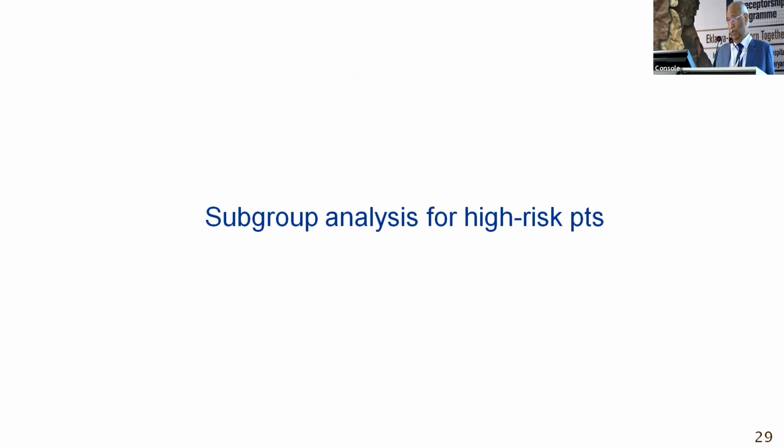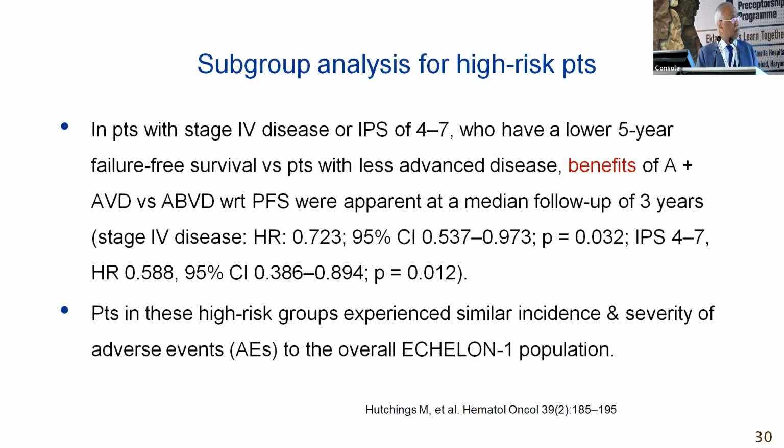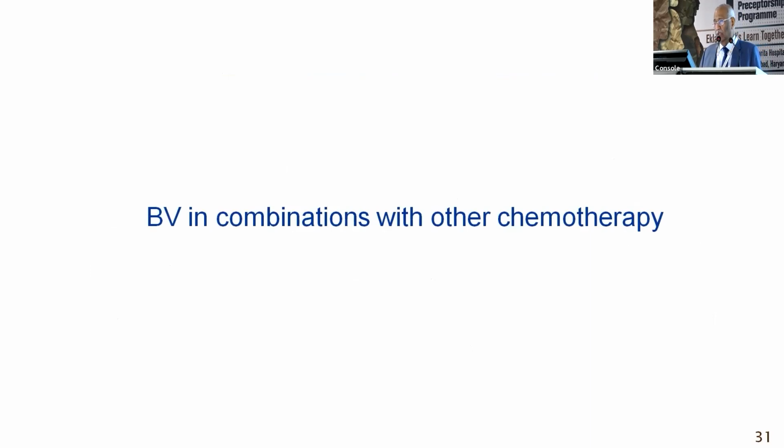You have Hodgkin lymphoma patients who are higher risk, defined as disease or IPS 4 to 7. And these patients have lower 5-year failure-free survival because of their advanced disease. When you use AAVD in these patients and looked at the median follow-up at 3 years, once again, you're satisfied with the outcome. So patients with a high-risk Hodgkin lymphoma, again, should not deter you in using brentuximab-based protocol. So that was brentuximab with AVD.